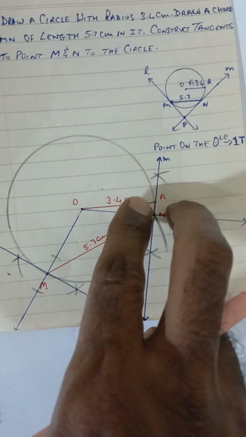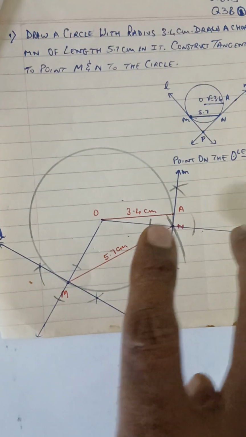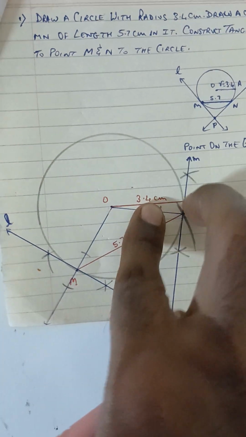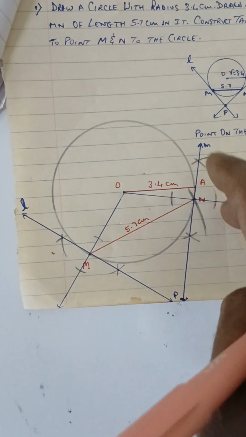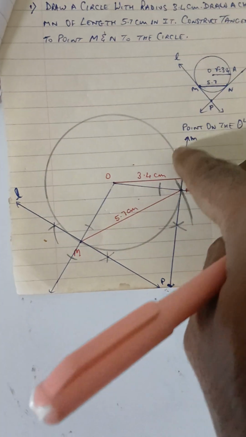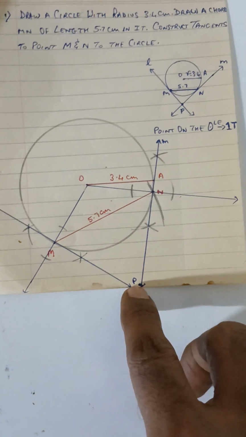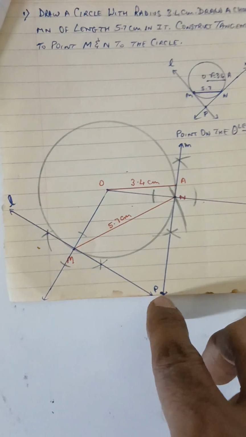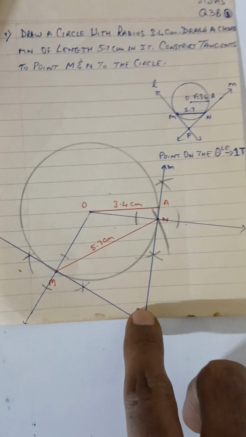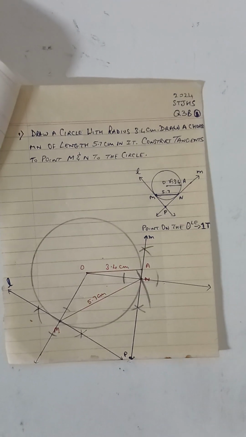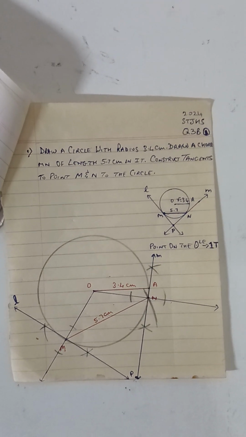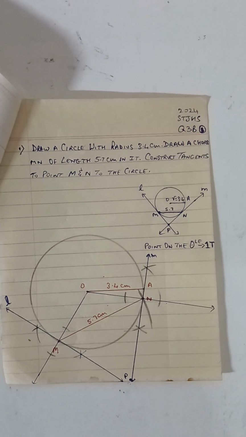Repeat the process at point N. Draw arcs on either side, taking the measure of both the arcs. Draw arcs up and down. Draw line M. The point where these tangents meet is point P. Because I have no place, I have put it this way. And your construction is ready.